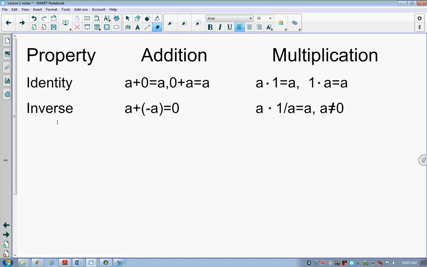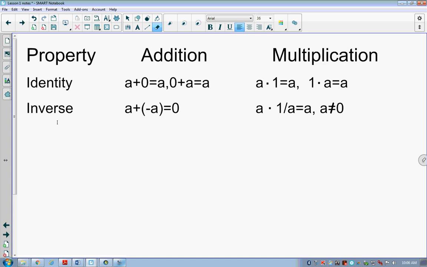Okay, so we also have identity properties and inverse properties. In an identity property, our goal is to get what we started with. So in addition, a plus 0 is going to leave me with what I started with, which is a. In multiplication, multiplying something by 1 is going to leave me with what I started with. So let's replace a with a number. Give me a number that I can replace a with. 1. Okay, so what's 1 plus 0, John? 1. I got what I started with. What's 1 times 1? 1. But it's the one that I started with.